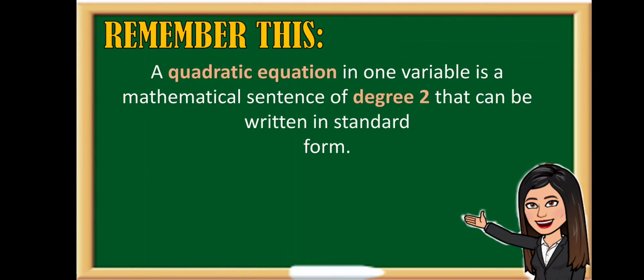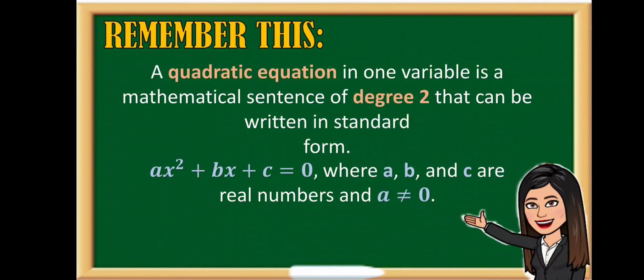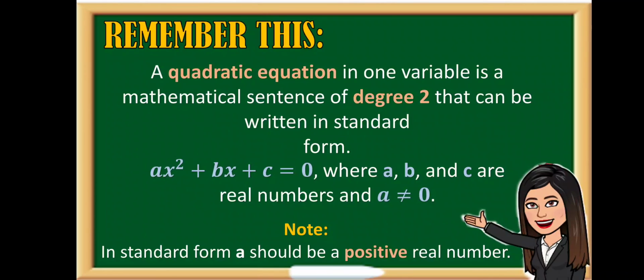Remember this, a quadratic equation in one variable is a mathematical sentence of degree 2 that can be written in standard form. And the standard form is ax squared plus bx plus c is equal to 0, where a, b, and c are real numbers and a must not be equal to 0. Note that in standard form, a should be a positive real number.